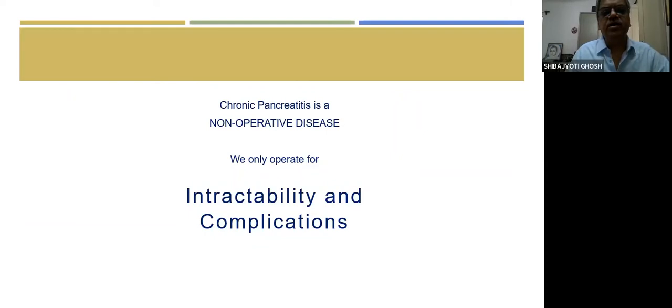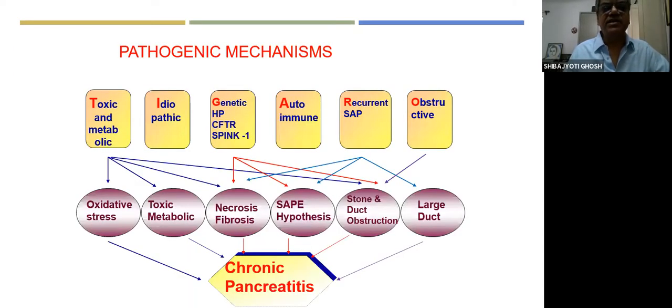Now, remember that chronic pancreatitis is basically a non-operative disease, and we operate only when the patient has either intractable pain or complications. Everywhere, at any surgical or medical conference, you always see chronic pancreatitis is basically a non-operative disease. So initially it should be treated with medicine first. These are the pathomechanisms.